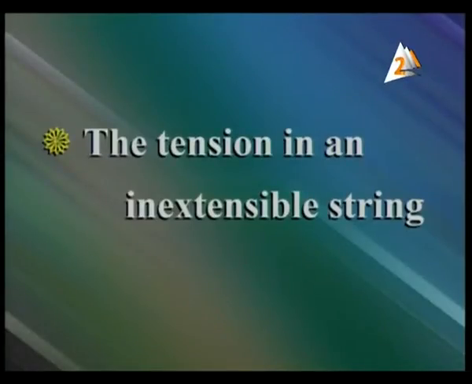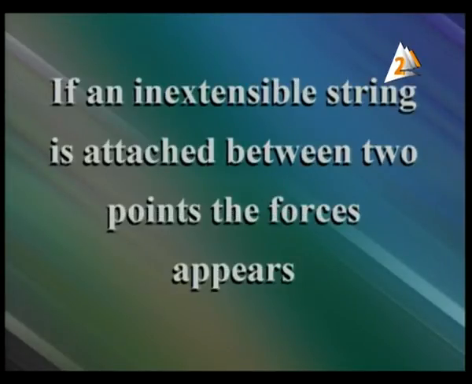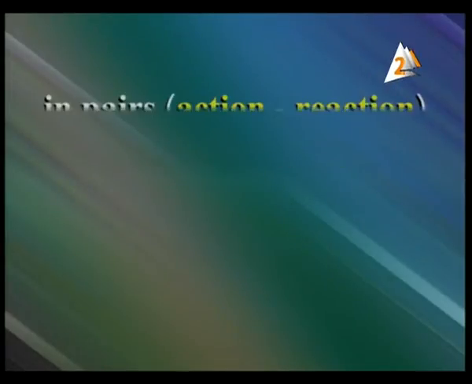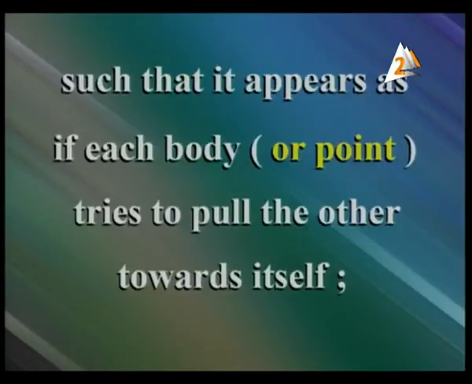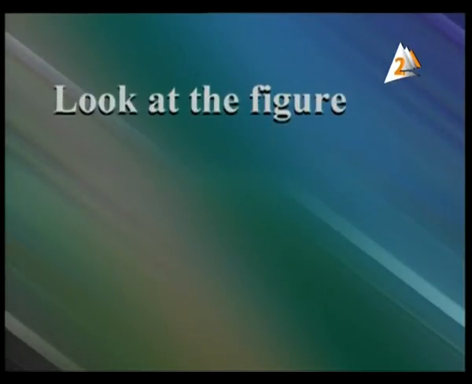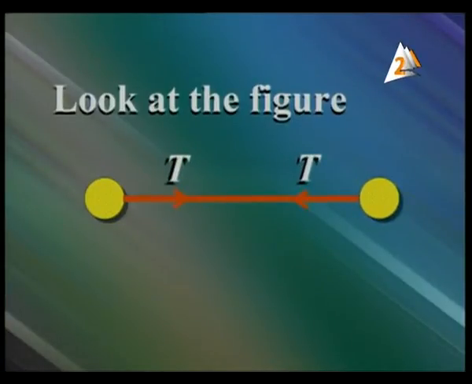The tension in an extensible string. If an extensible string is attached between 2 points, the force appears in pairs, action and reaction, equal in magnitude and opposite in direction, such that it appears as if each body or point tries to pull the other towards itself. Look at the figure: T to the left and T to the right, two tensions opposite in direction.